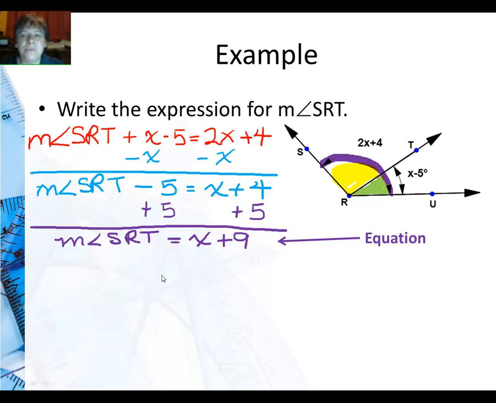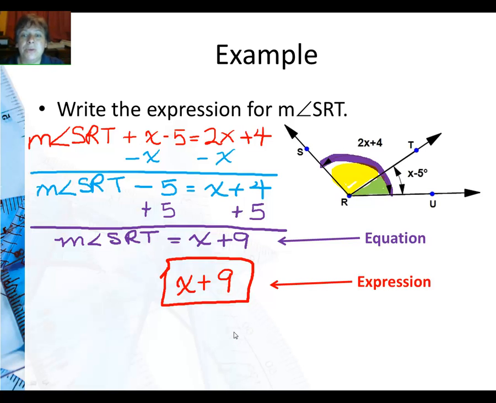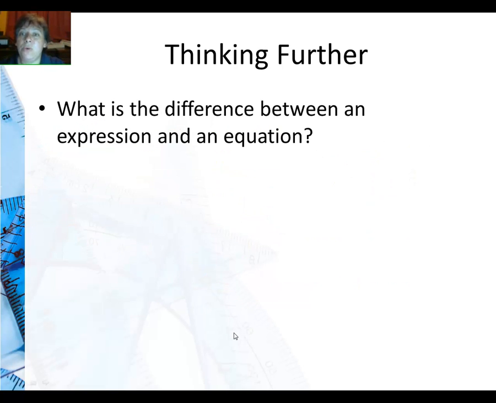If I ask you for an expression, technically it should be like that, without an equal sign, just a combination of x's, numbers, or whatever variables you're using. So there is your expression. So what is the difference between an expression and the equation? It's a really simple thing.